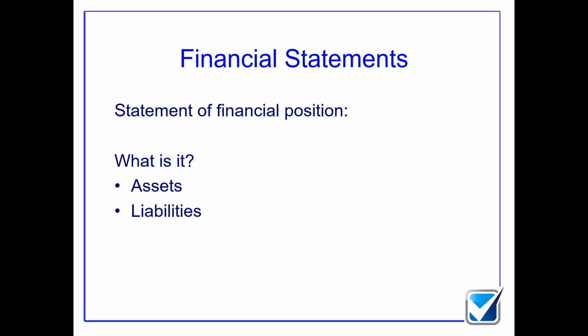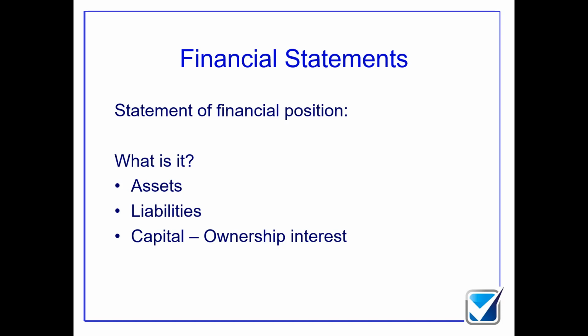In addition to that, it tells me about my ownership interest. Now, the ownership interest should be seen as a really, really super long-term liability. So think about the ownership interest, the capital, as a super long-term liability. Once you understand that, the format of my statement of financial position suddenly makes sense.